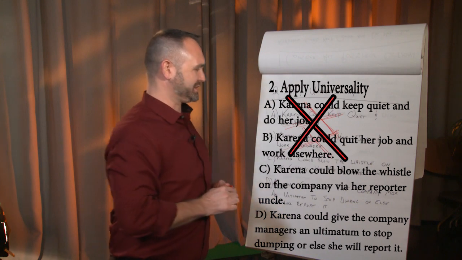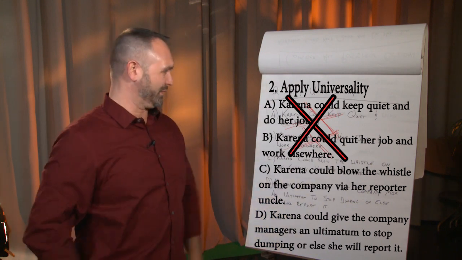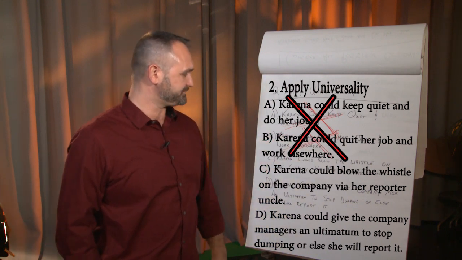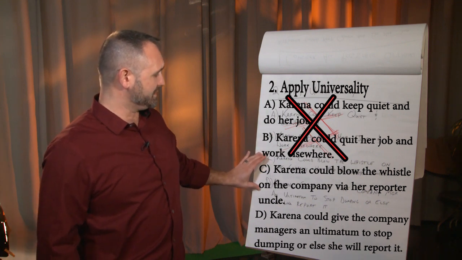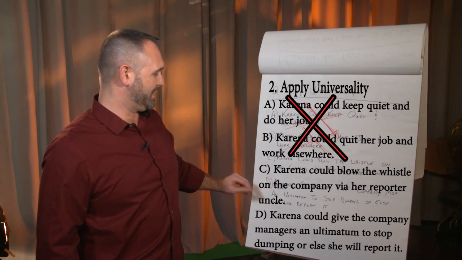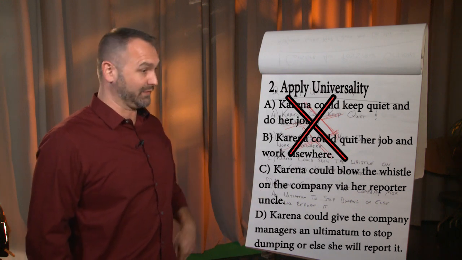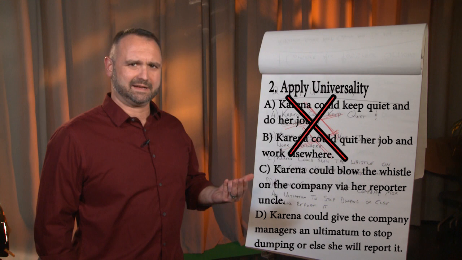We could not rationally will that be the rule for everyone, the maxim of doing nothing. Now, the next two options, Karina could blow the whistle on the company via her reporter uncle, or Karina could give the company manager an ultimatum to stop the dumping or else report it, don't seem to lead to any contradiction at all.